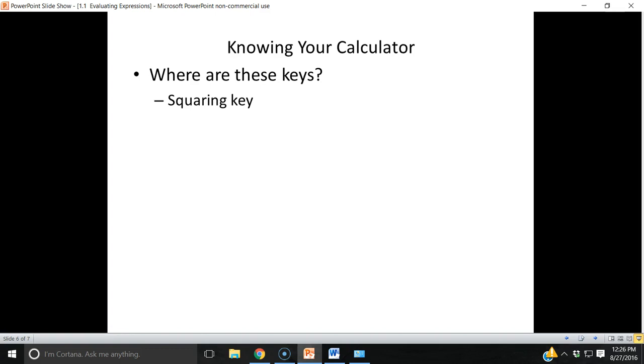The squaring key, make sure you can find that on your calculator. The exponent key, it's like the little caret symbol. If you want to do a power other than 2, so if you were doing like 3 to the 4th, you would do 3 and then that symbol, then 4. And then the square root key, we won't get to that for a while, but that's the radical symbol, taking the square root of a number. Like square root of 10, you have to put that symbol in first. So just make sure you know where those 3 keys are on your calculator.